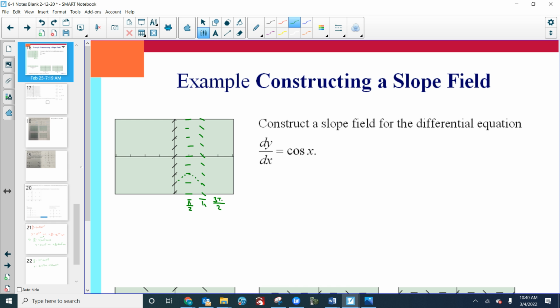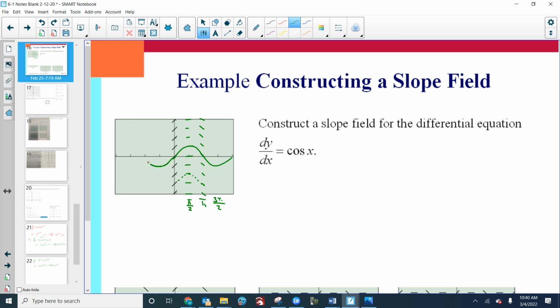Do you agree? If I did enough of these little slope segments and connected them, I start to see the sine curve, don't I? Because the sine curve has slopes of cosine. If I graph the slopes and I connect enough of them, I'm graphing the sine curve.